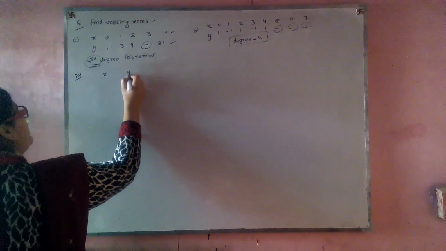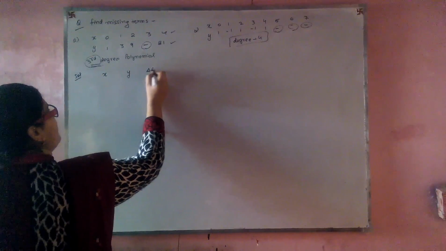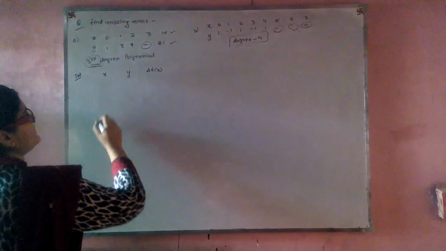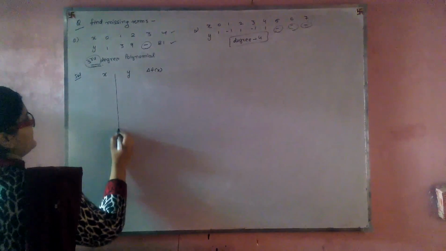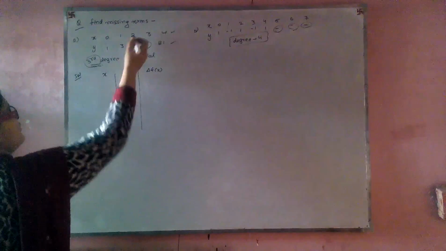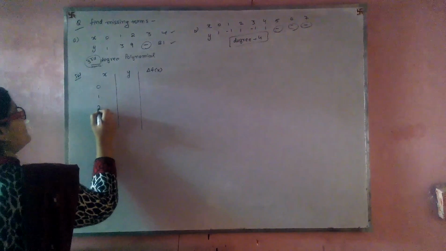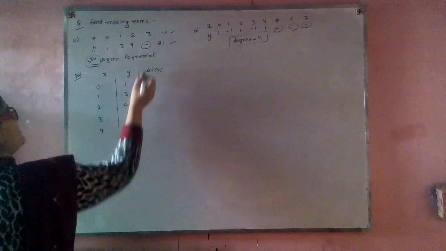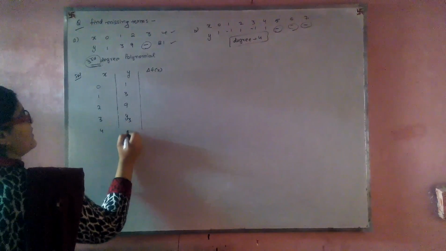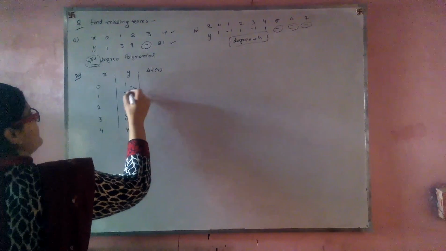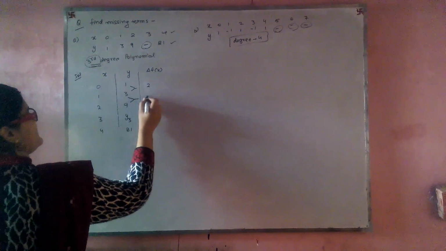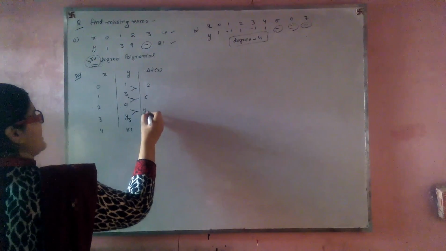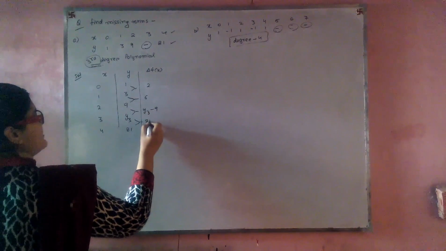You have to draw the forward difference operation table. You know how it can be made. You have to put the values of the arguments. Then y1, 3, 9, this is y3. 3 minus 1 is 2, 9 minus 3 is 6, y3 minus 9, 81 minus y3.